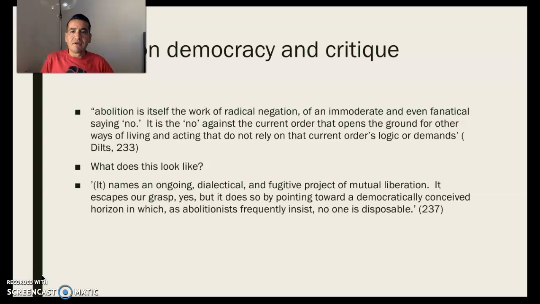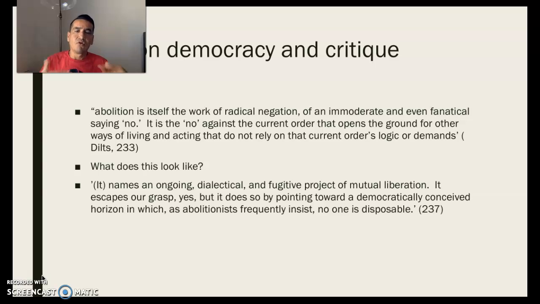So abolition is itself a work of radical negation, and of an immoderate and even fanatical saying no. It is the no against the current order that opens the ground for other ways of living and acting that do not rely on that current order's logics or demands. What does that look like? Well, it names an ongoing dialectical and fugitive project of mutual liberation. It escapes our grasp, yes, but it does so by pointing toward a democratically conceived horizon in which, as abolitionists frequently insist, no one is disposable.